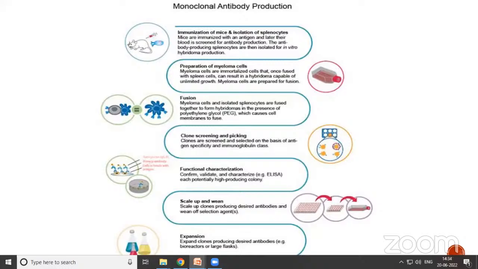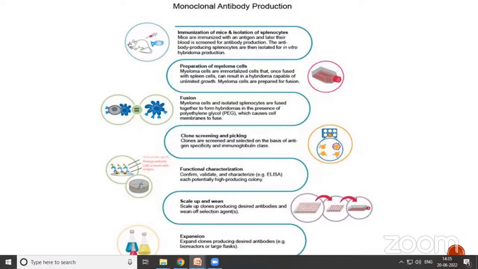The first step is immunization of mice and isolation of splenocytes. Splenocytes are WBCs present in the spleen. First the mice are immunized with an antigen, and later their blood is screened for antibody production. The antibody-producing splenocytes are isolated.